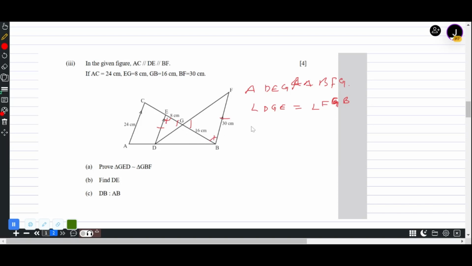So, by the alternate angles theorem on parallel lines, angle EDG will be equal to angle, what? Angle GFB. Similarly, angle DEG is equal to angle GBF, because they are on the opposite sides of the same transversal line DF and EB. Okay, so all the three angles are equal. If all the three angles are equal, that is the criteria for similar triangles.